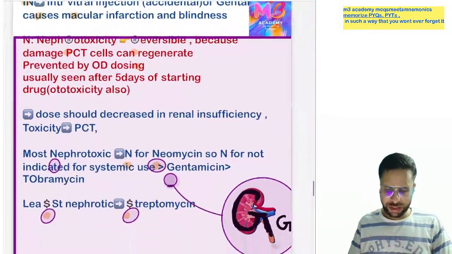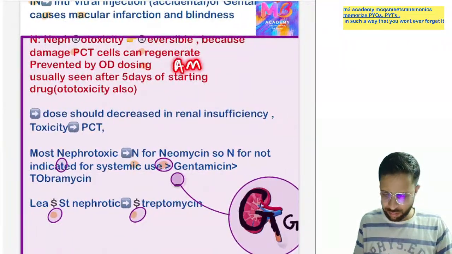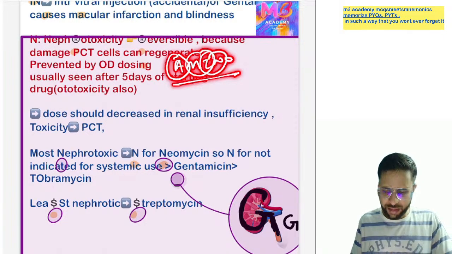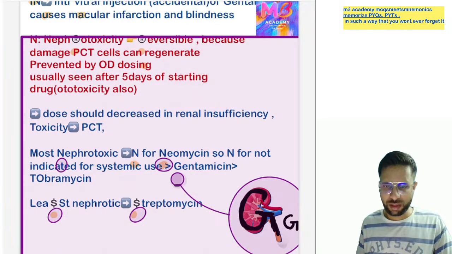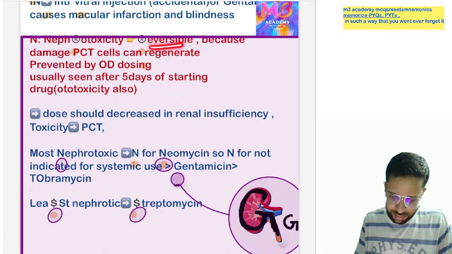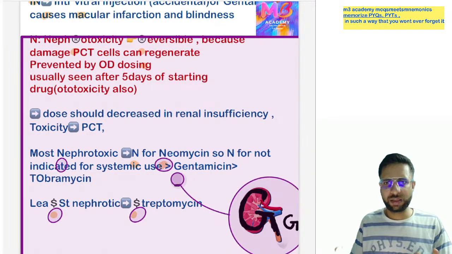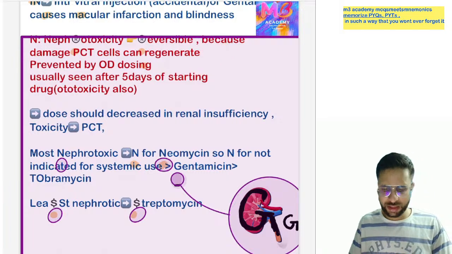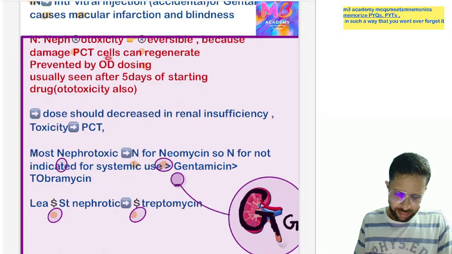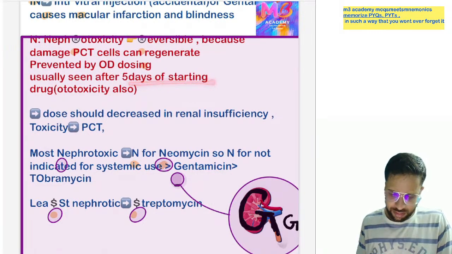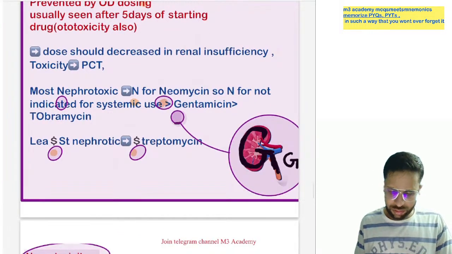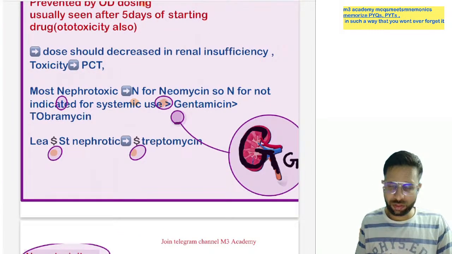Now the next thing in the spelling of aminoglycoside. We already decoded A, M, I. Now the next is N. What is the full form of N? N is for nephrotoxicity. Nephrotoxicity is reversible because the damage to the PCT is reversible; PCT cells can regenerate. It is mostly seen after 5 days, and is prevented by once-daily dosing. Ototoxicity is also seen after 5 days. The dose should be decreased in renal insufficiency, as there is toxicity to the PCT.